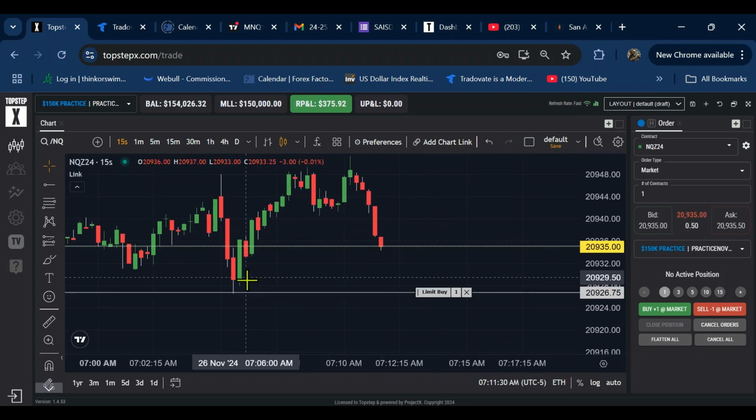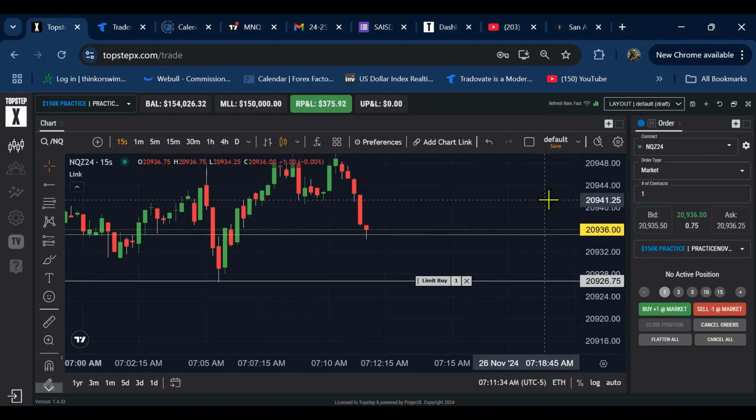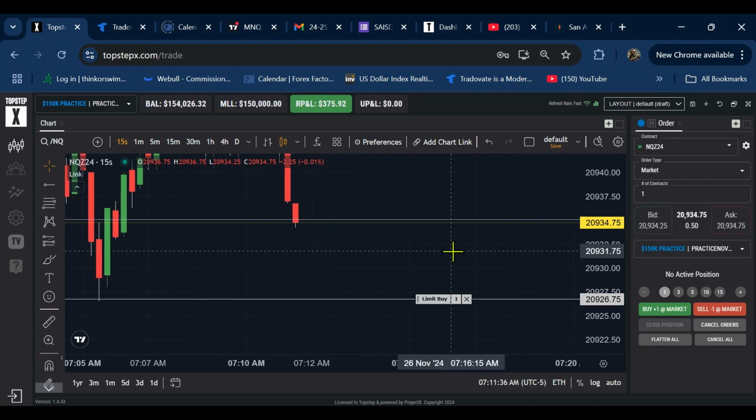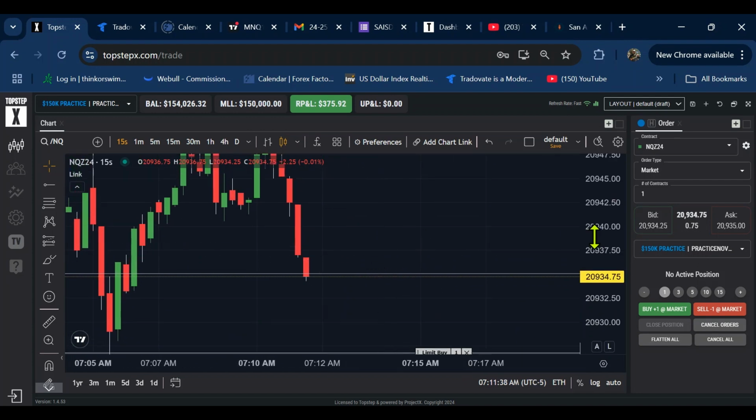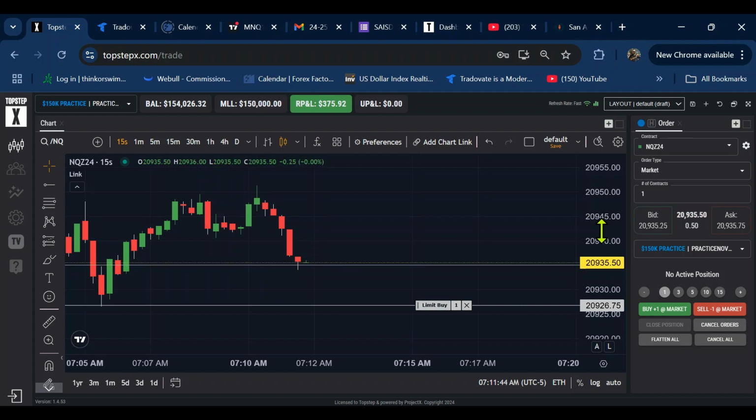I think this is a really good area to go ahead and get another long and try to get at least the middle of the range for profitability. You could go all the way to the top, but I just like to get the low-hanging fruit.